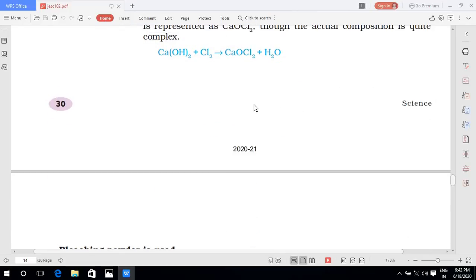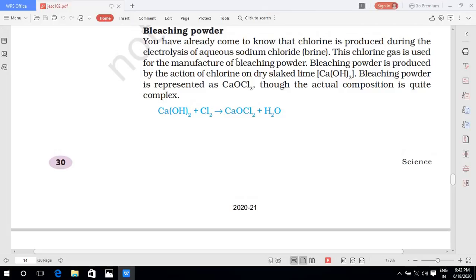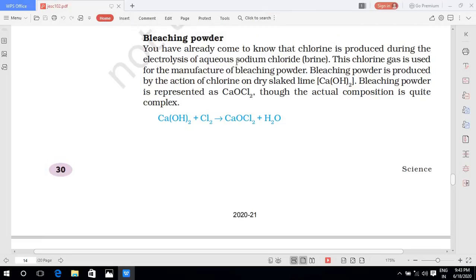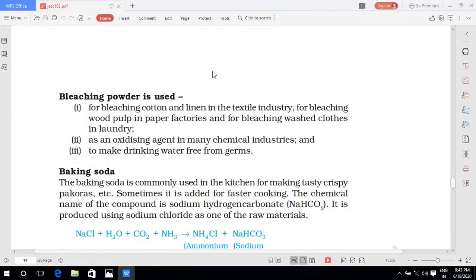So the reaction is also given in this way. The bleaching powder is calcium oxychloride, right? That's the bleaching powder. Now bleaching powder is used for bleaching cotton and linen in the textile industry, for bleaching wood pulp in paper industry factories, and for bleaching washcloths in laundry. We can also use it as an oxidizing agent in many chemical industries, and to make drinking water free from germs.